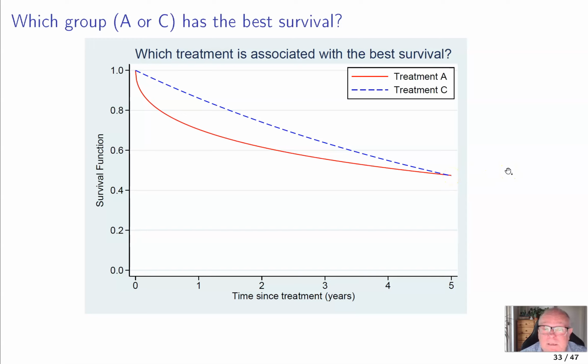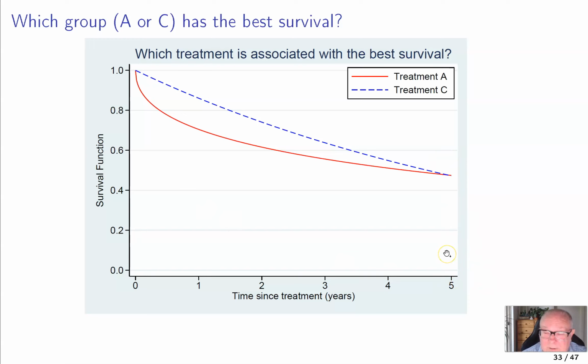But of course, when comparing survival, we want to compare the function across all values of time. And we can see for the majority of values of time, survival is best for those patients on treatment C. So I would say survival is best for those patients on treatment C. Now we can quantify this in another way. The area under the survival curve up to 5 years is greater for those patients on treatment C. Now the area under the survival curve happens to be the mean survival time.